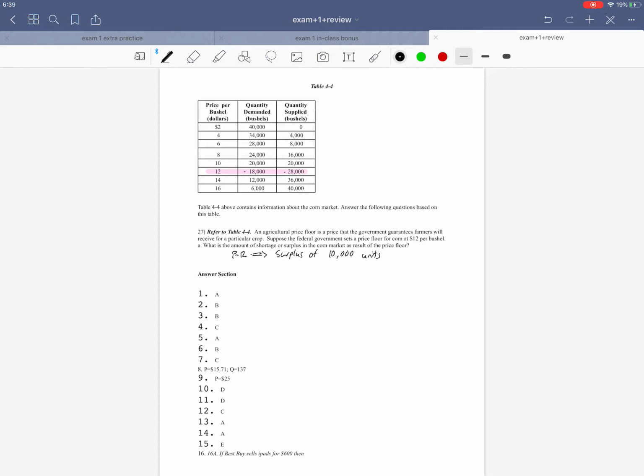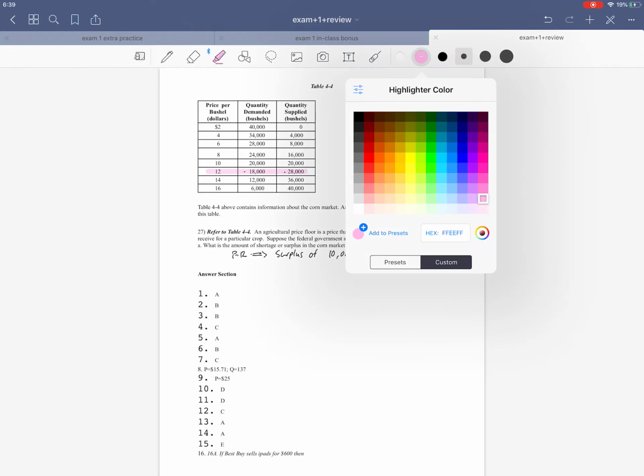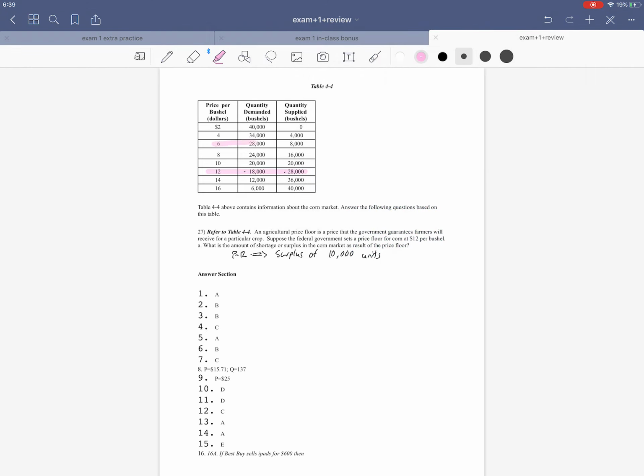Now, even if we flipped it and asked if they set a price ceiling at the price of $6, in this case, we would have a shortage because we see that quantity demanded is 28,000, whereas quantity supplied is only 8,000. So we would have a shortage of 20,000 units, I should say. And that wouldn't be efficient as well because once again, the price is unable to go up to get to that equilibrium of $10 here.